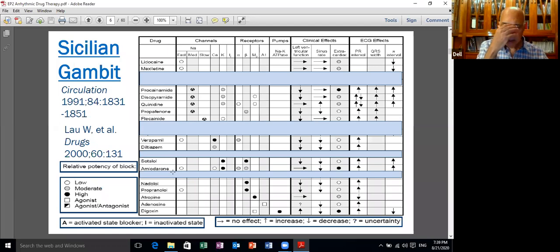Now, this is another classification of the antiarrhythmic drugs, which was proposed in the early 90s, called the Sicilian Gambit. It shows the effect of the various antiarrhythmic drugs on the various channels, receptors, pumps, clinical effects, and ECG. It's too complicated, although it's very scientific and includes a lot of information. I just brought it here for your reference, but you are not supposed to be much engaged with the application of this.